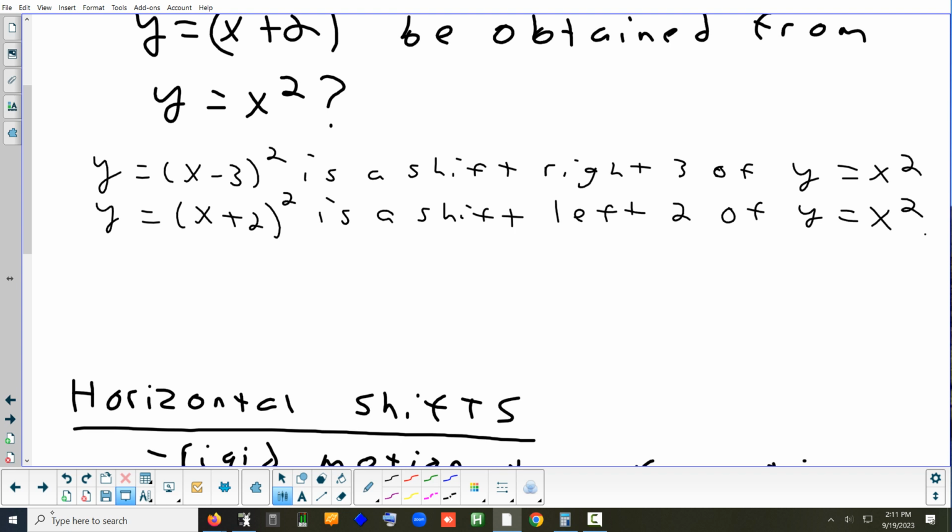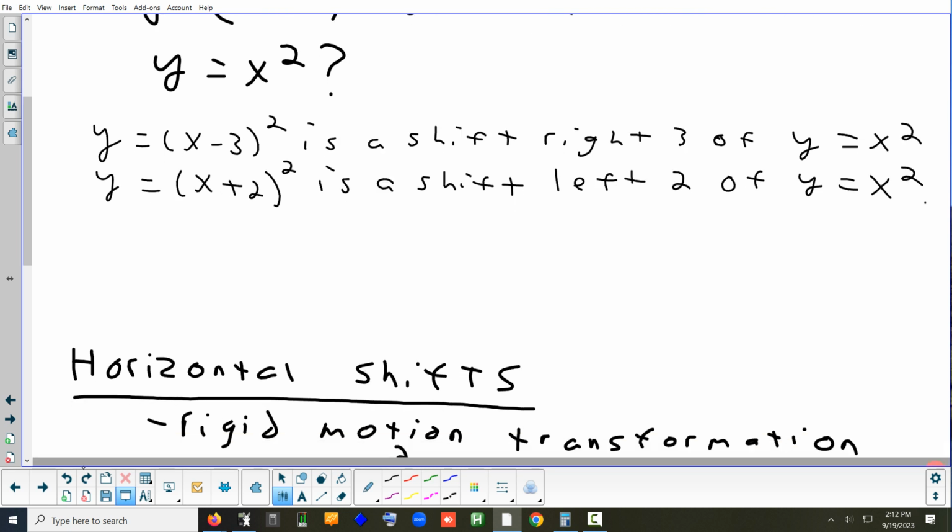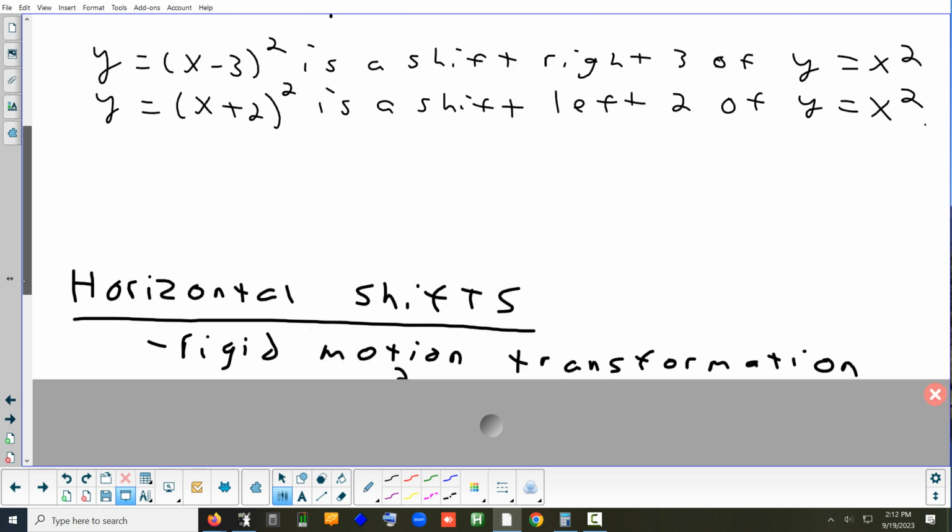So this is a horizontal shift, and again, it is a rigid motion transformation. There is no stretching that's happening. It's just sliding. Now we got to remember which way is which.